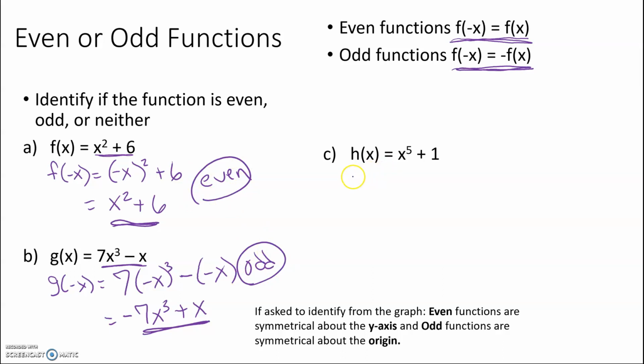And last but not least, h of negative x. We're going to see what happens. Negative x to the 5th plus 1. Negative x to the 5th is negative x to the 5th, plus 1. Now, this one's a little weird. Part of it changed to negative, but part of it did not. So this would not qualify for even or odd, so that would be a neither.